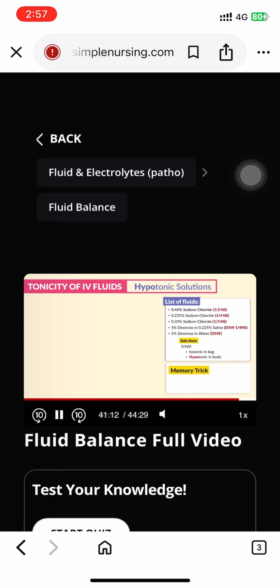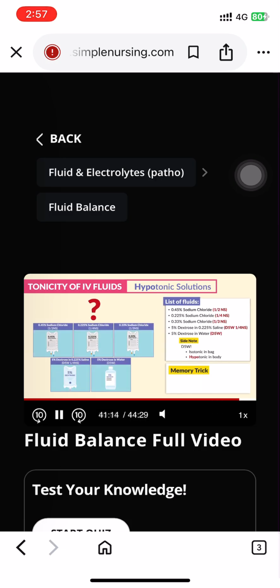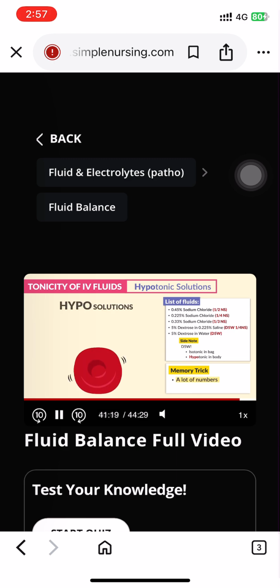Now for the memory trick to help you with all these fluids. As you can see, these fluids have a lot of numbers, right? So just think, hypo solutions, we have a lot of fluid inside the cell. So naturally, we have a lot of numbers preceding the solution, correct? So that's a little memory trick that you can use for your exams.